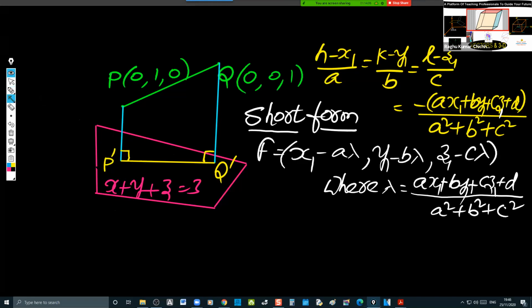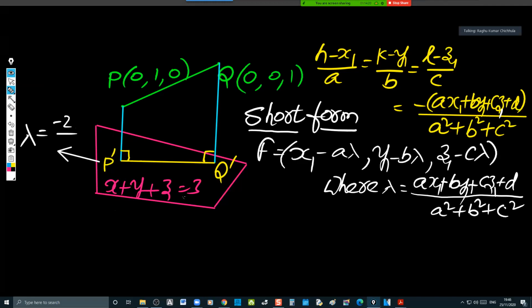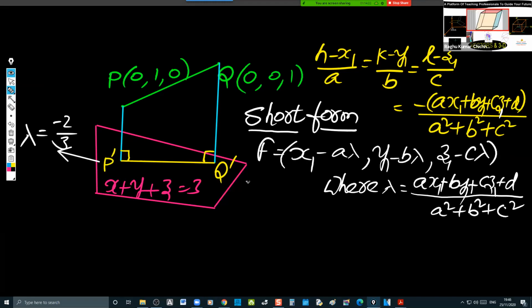In this case, follow this carefully, please. Your lambda for the short form is simply 0 plus 1 plus 0, 1, minus 3 minus 2, minus 2, divided by 1 square plus 1 square plus 1 square, 3. Similarly, in this case, your lambda, same, substitute 0 plus 0 plus 1, 1 minus 3 minus 2. It is also minus 2 by 3. In both the cases, it is the same.